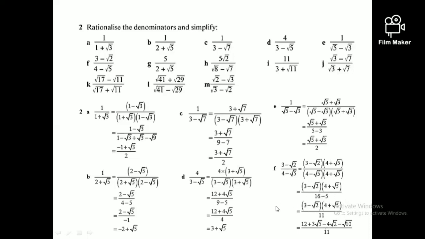Then I'll multiply the numerator as well. 3 into 4 is 12. 3 into root 5 is 3 root 5. Minus root 2 into 4 is minus 4 root 2. Then minus root 2 into plus root 5 is how much? Plus minus minus 2 into 5 is 10. Then you can see that there is no further simplification. That is why I just simplify at the last section. If you want, you can do the simplification from here itself. You can write it below and write the final answer. You will obtain the same answer again. Right.